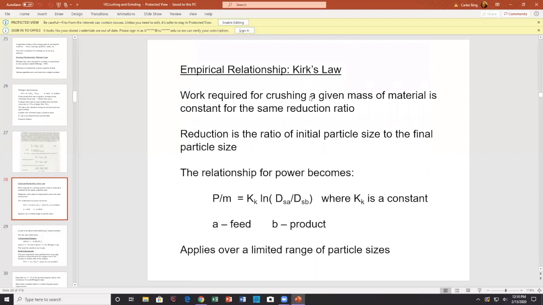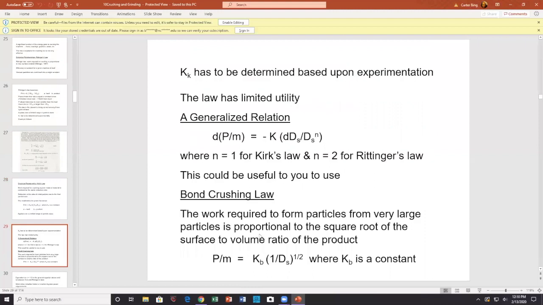Then there's Kirk's law, and basically he said that reduction is a ratio of the initial particle size to final particle size. So he has the product, excuse me, the product here and the feed there. So this is going to be a positive number. And then you got power per mass. Applies over a limited range of particles. Law has limited utility. Then a generalized relationship where you throw in an n there. It's n equal 1 for Kirk's law, n equals 2 for Reynolds law.